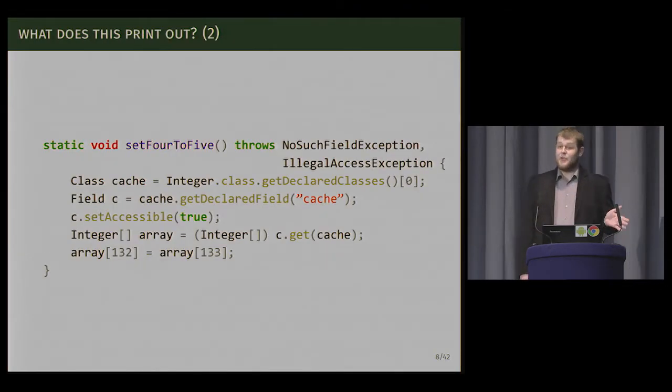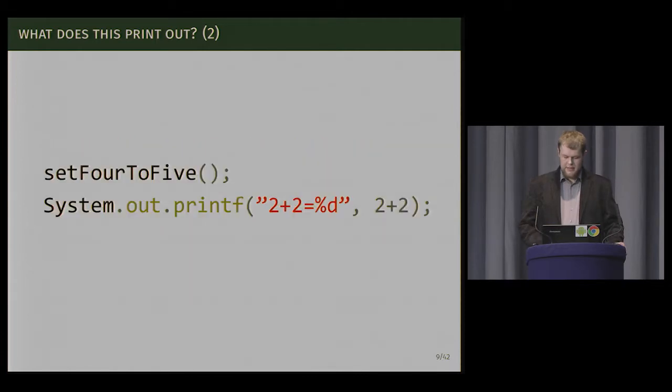So this is exactly what that function does. First, four lines access the cache, and then the last one reassigns the 132nd value, because, you know, minus 128, which represents a 4, reassigns it to the 133rd value, which represents a 5. And this will actually print out 2 plus 2 equals 5.